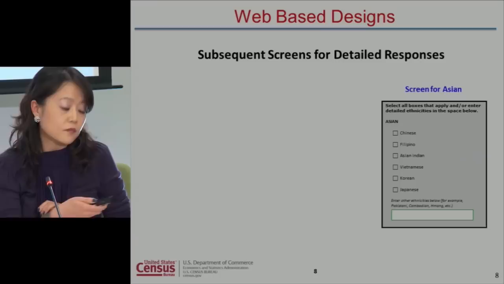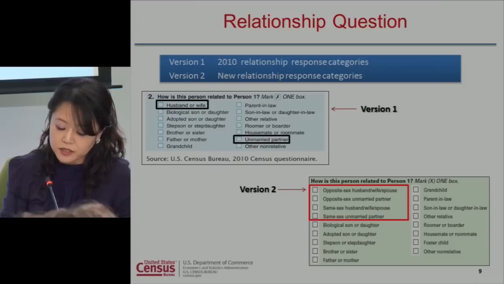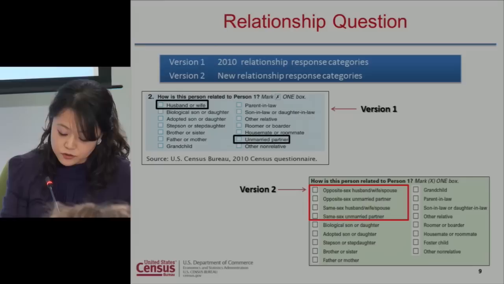Moving on to the relationship question, similar to the race and Hispanic origin question, we're examining the most effective way to gather information on relationship among household members. In particular, gathering information on same-sex married couples is increasingly important as this would inform planning for federal programs that rely on information on marital status. Two versions of the relationship question will be tested.